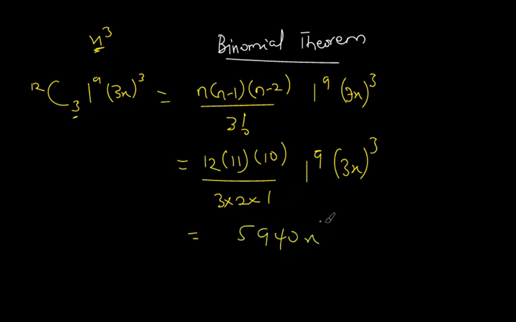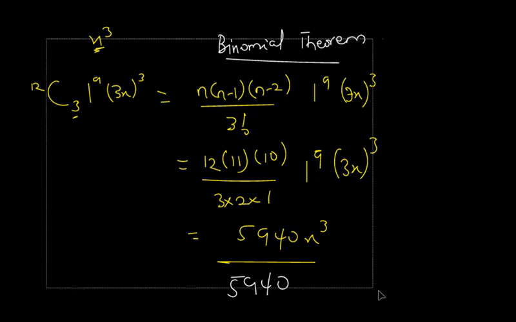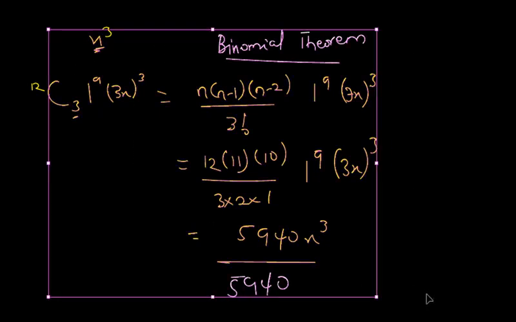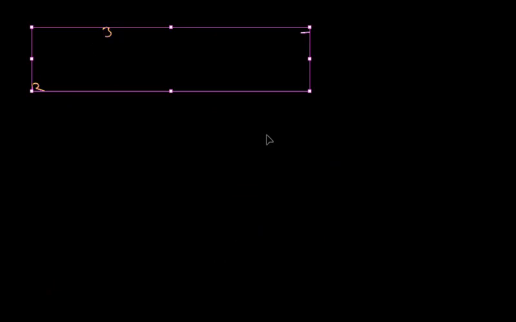5940 x cube. So with this, straight away we can say the coefficient of the x cube term that we've been asked is 5940. So just get more examples and try them out, and I'm sure you'll be okay with this. It's really helpful in terms of objectives in an exam or in a class test.